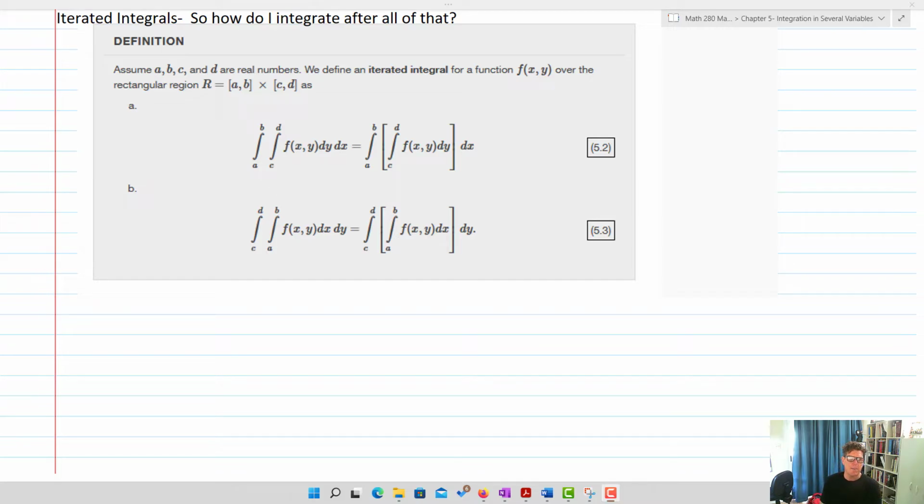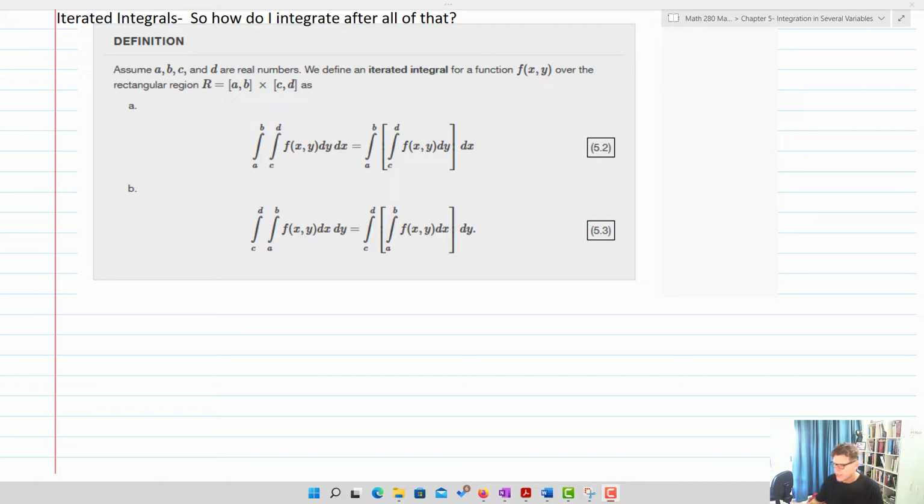So we assume a, b, c, and d are real numbers, and we define an iterated integral for a function f of xy over this rectangular region R equals [a,b] cross [c,d] as the integral from a to b, c to d, f of xy dy dx. Or we'll also do the integral from c to d and a to b, f of xy dx dy, which equals the integral from c to d times the integral a to b, f of xy dx dy.